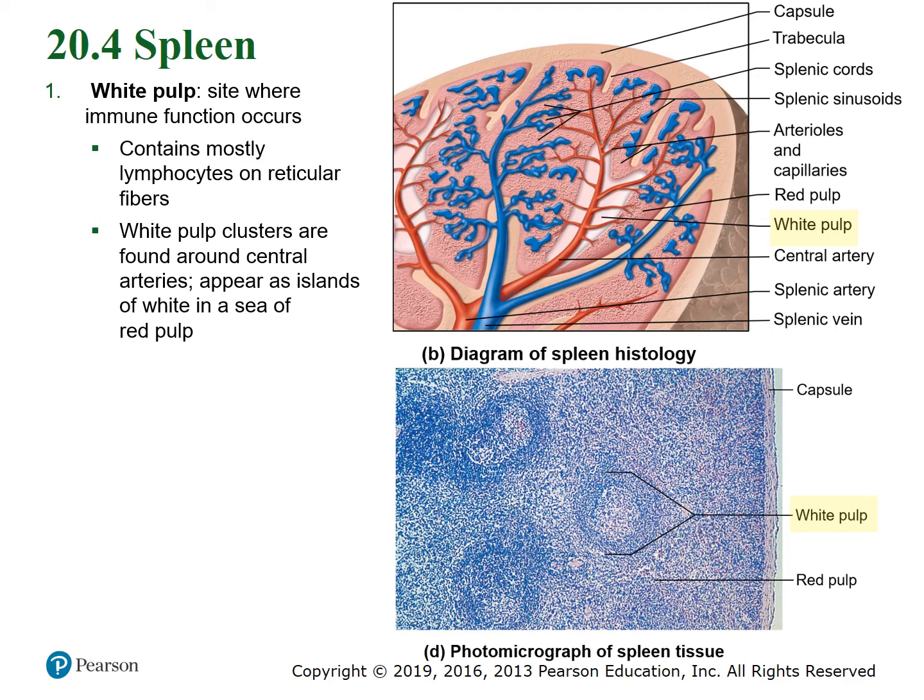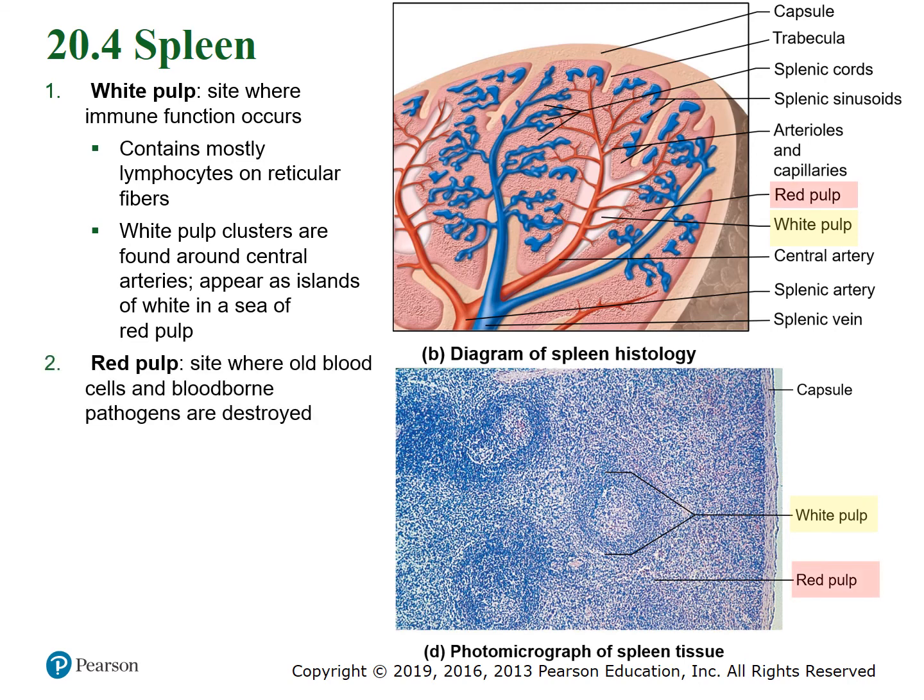It's because the cells that are in the white pulp are white blood cells, which have nuclei, and the DNA within those nuclei stains darker than the red blood cells. So ironically enough, the white pulp is actually darker under a microscope than the red pulp is. Okay, so the red pulp has a lot of old red blood cells and a lot of bloodborne pathogens. This is where they get destroyed.